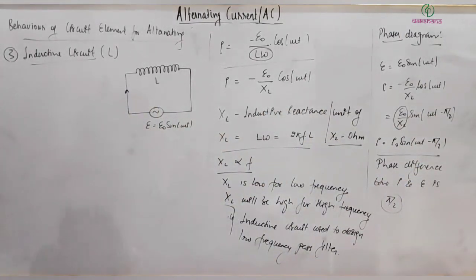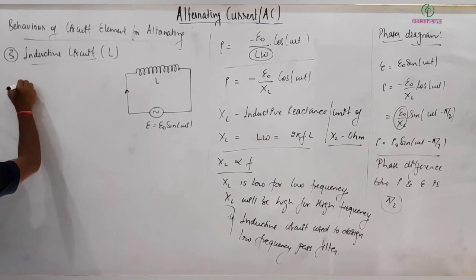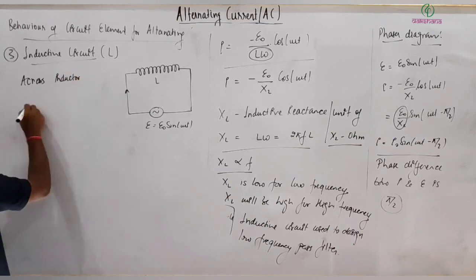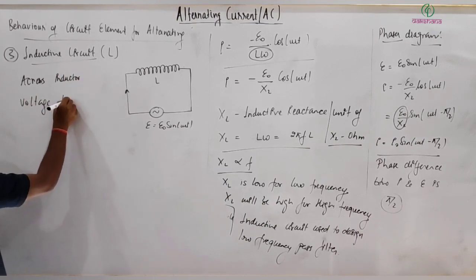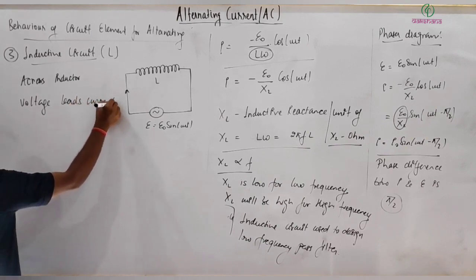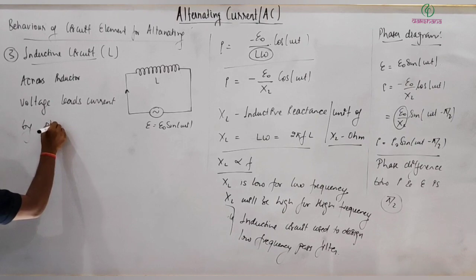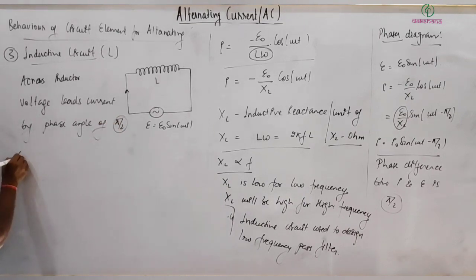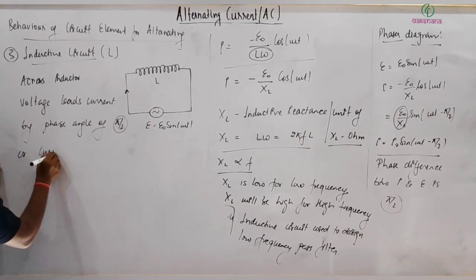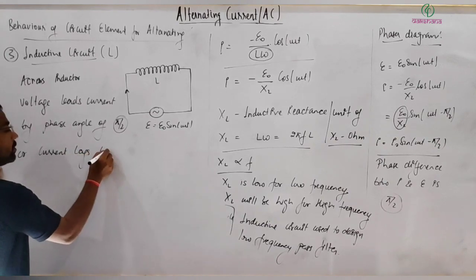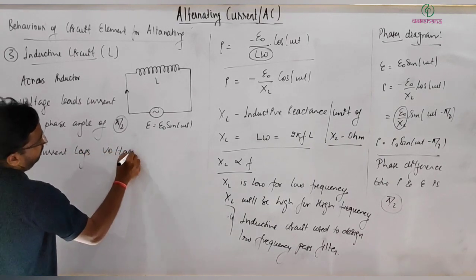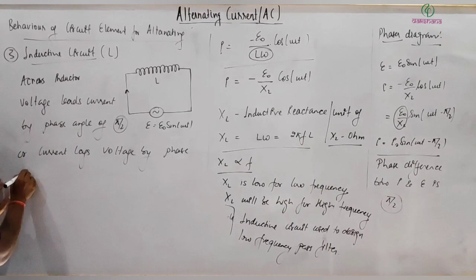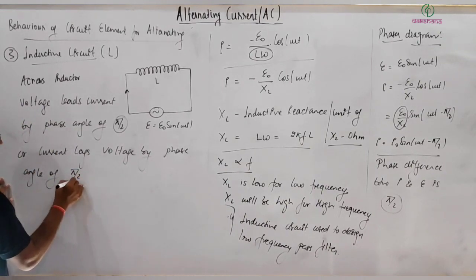So you can see here, EMF, is it potential difference or voltage? So across the inductor, voltage leads current by phase angle of pi by 2, or this is also equal to current lags voltage by phase angle of pi by 2.